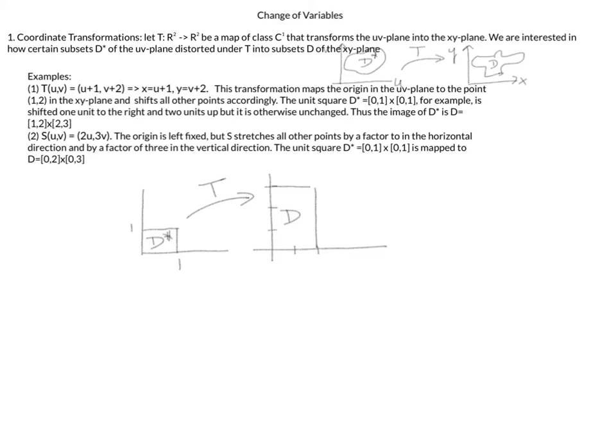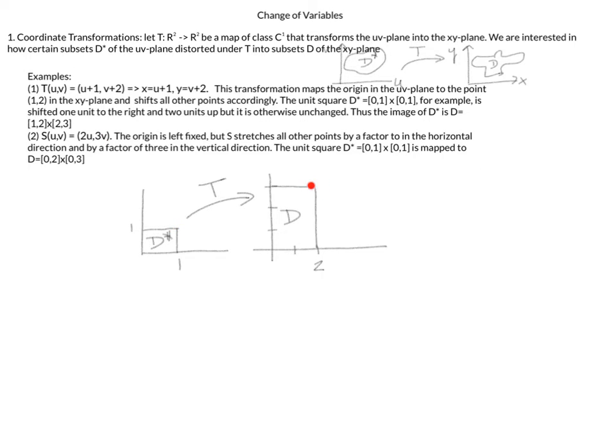Our next example is S of (u,v) is equal to (2u, 3v). And if you recall, when you multiply by a scalar, you just scale the vector, or you increase the vector length by 2 in this case. So the line from 0 to 1 is going to be stretched out to 2. Similarly, our vertical vector here, that's unit length 1, is going to be stretched out by a factor of 3.